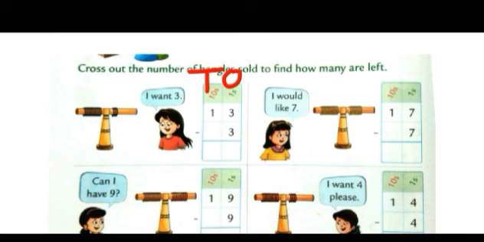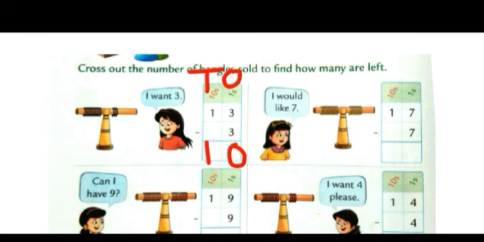So, what is the first step? We should always start subtracting from the ones. So, 3 minus 3 is 0. And now, we move on to the next step, that is tens. Subtract the tens. Only 1 is there. Nothing is there to minus. That 1 will come down. So how many bangles are left? 10 bangles are left. Okay. See the next one.